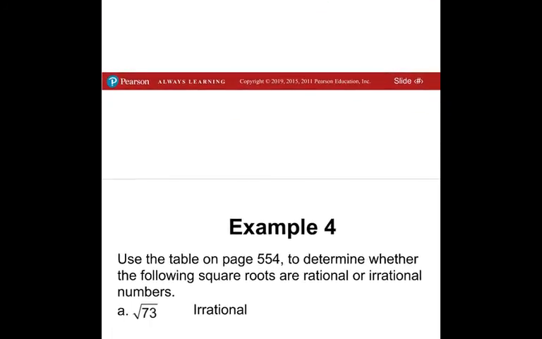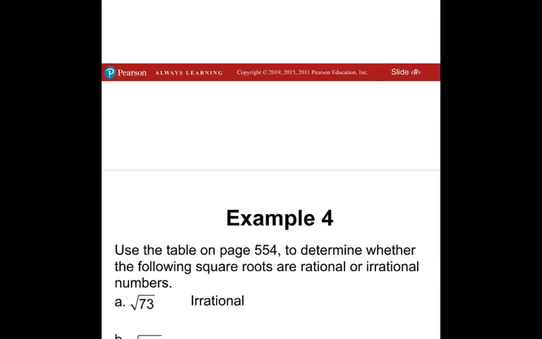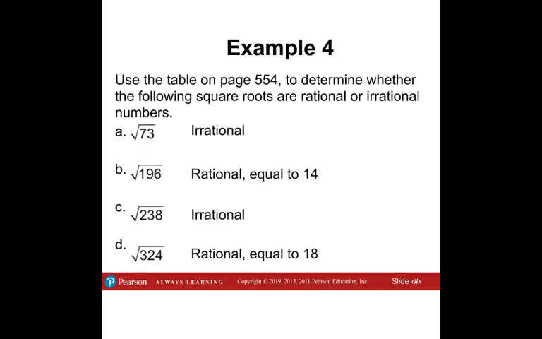Use a table to determine whether the following square roots are rational. They're showing it in a way where I can't just scroll, but that's okay. So again, this is a real number, but it's irrational because it's not a perfect square. This is a perfect square because this is 14 times 14. This one is not a perfect square. And there's a table on page 554 that can help with finding the perfect squares.